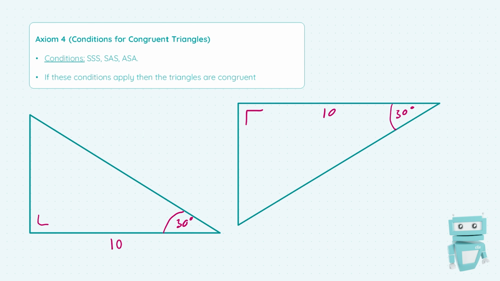So you can kind of think of these conditions as the minimum that needs to be true for us to say the two triangles are congruent. If they have three of the same sides, they're identical in every way, and same thing for having two sides and an angle in between, or two angles and a side in between.